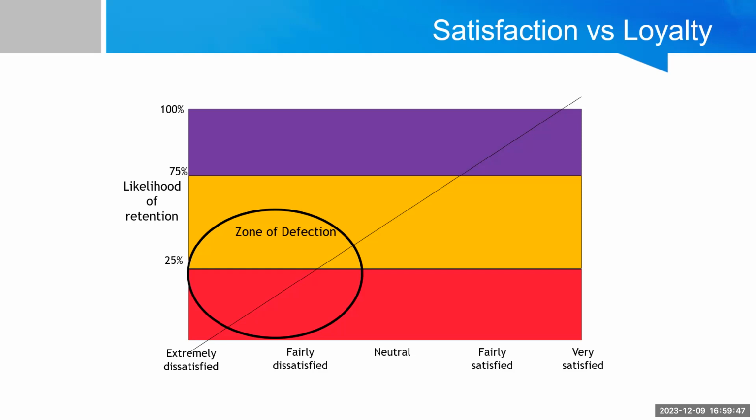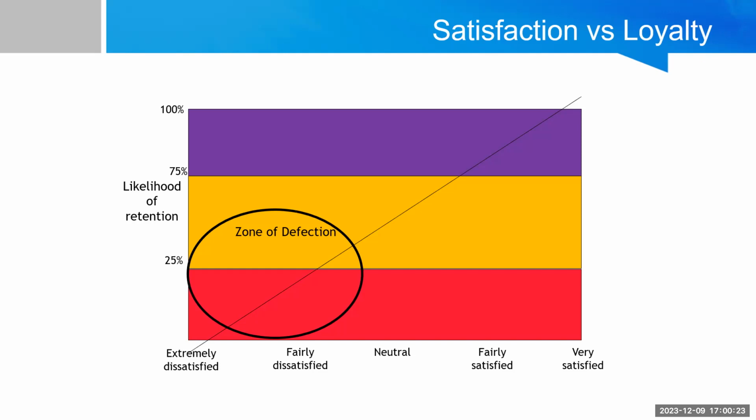Okay, so now when you look at it, the zone of defection shows that the likelihood of retention at that level is very low. The likelihood of retention there is not looking very good. And of course, these guys are extremely dissatisfied.